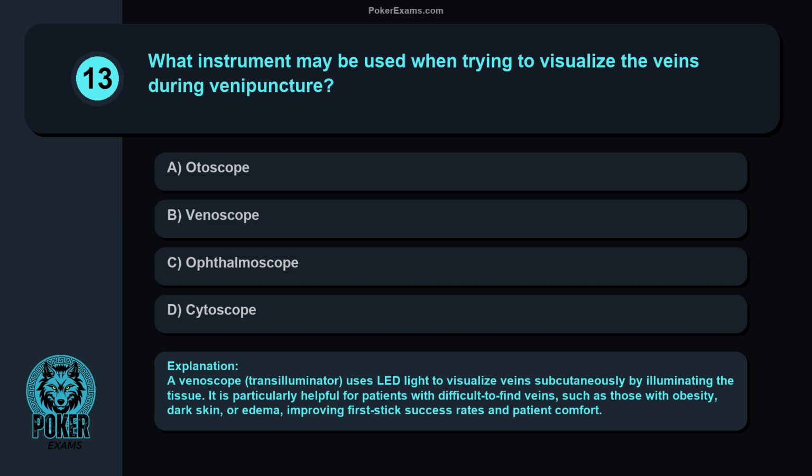A venoscope, transilluminator, uses LED light to visualize veins subcutaneously by illuminating the tissue. It is particularly helpful for patients with difficult-to-find veins, such as those with obesity, dark skin, or edema, improving first-stick success rates and patient comfort.